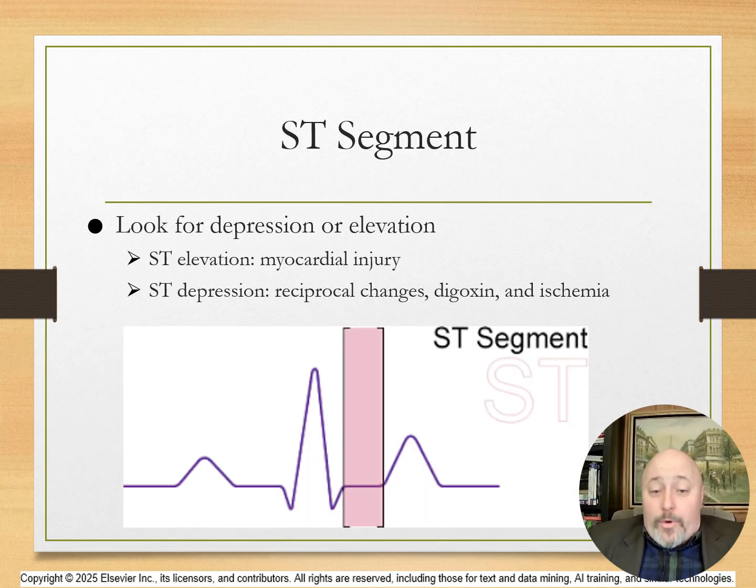Next, after that QRS complex, we have that ST segment there shaded in on our diagram. The ST segment connects the QRS complex to the T wave, and it's usually isoelectric or flat. However, in some conditions, the segment may be depressed, falling below that baseline, or elevated, rising above that baseline. The point at which the QRS complex ends and the ST segment begins is called the J point. ST segment change is measured at 0.04 seconds after that J point.